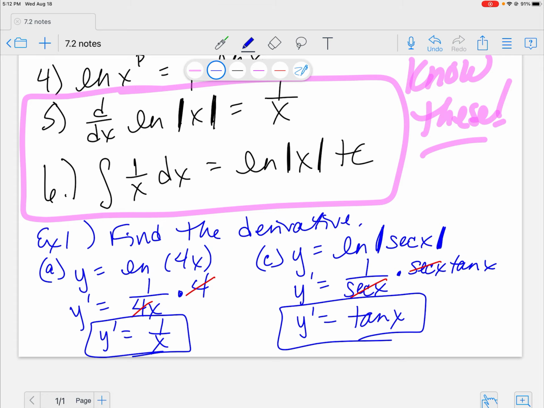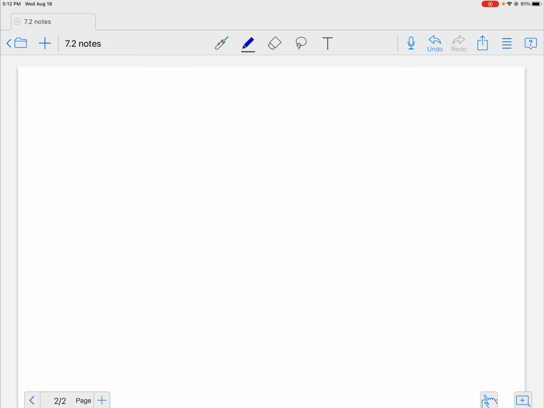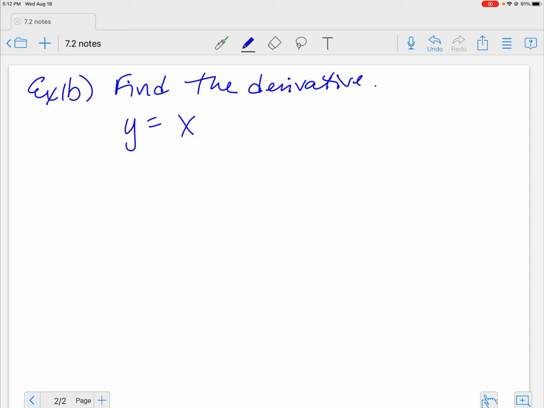Now, I am going to go ahead and do this 1b because it's a good one. But I didn't really have much room, so let's try it here. Here's example 1b. Find the derivative. Y is equal to x natural log of x. Okay, tell me things you see. Yep, I've got x times the natural log of x. So what rule do we get to use? Product rule, yeah. So I'm going to be doing the product rule.